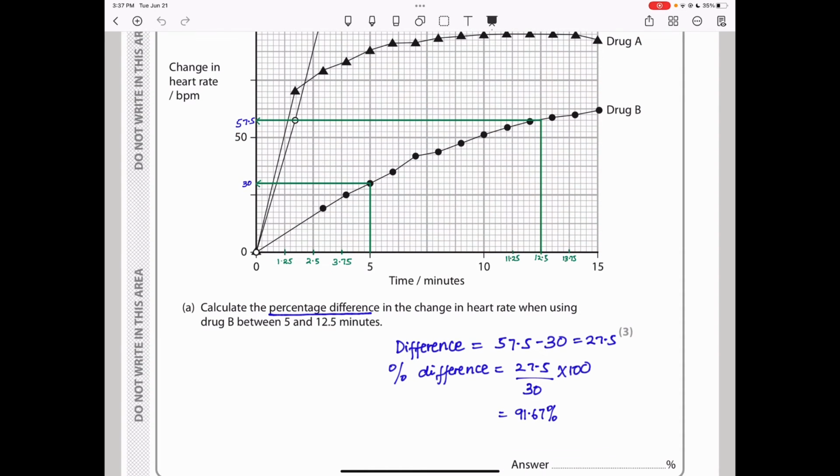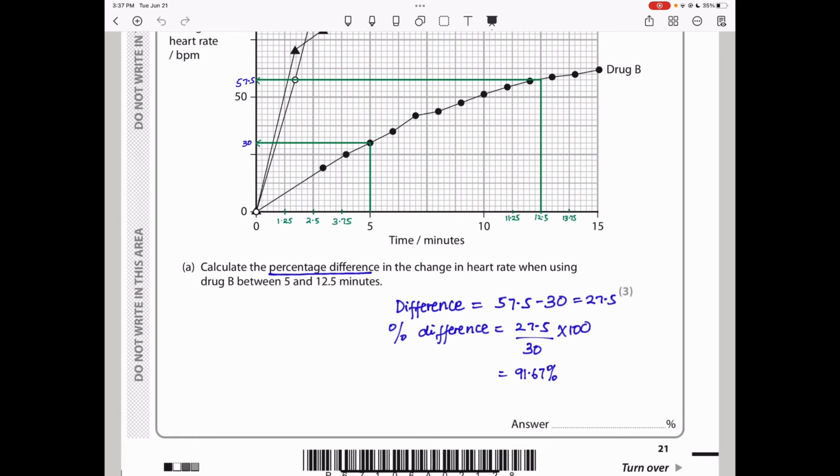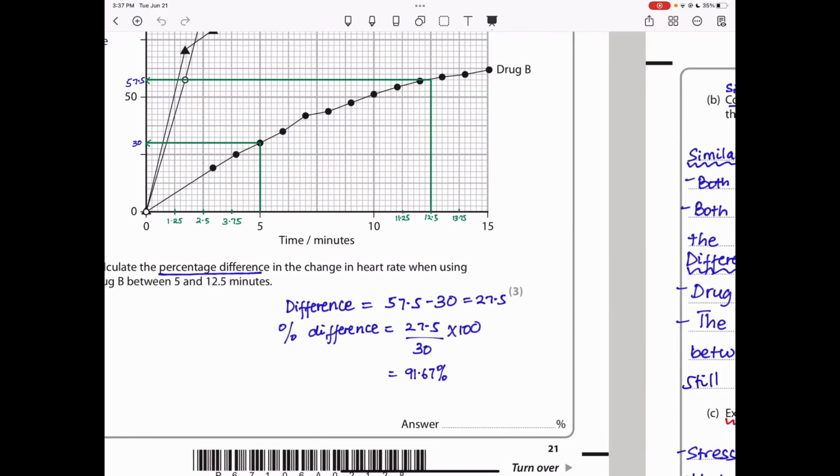So when they ask us to calculate the percentage difference, we have to get the difference first, which is 57.5 minus 30, giving us 27.5, and the percentage difference will be that value divided by the original value, 30, times 100, giving us 91.67%. So I will go to the next page.